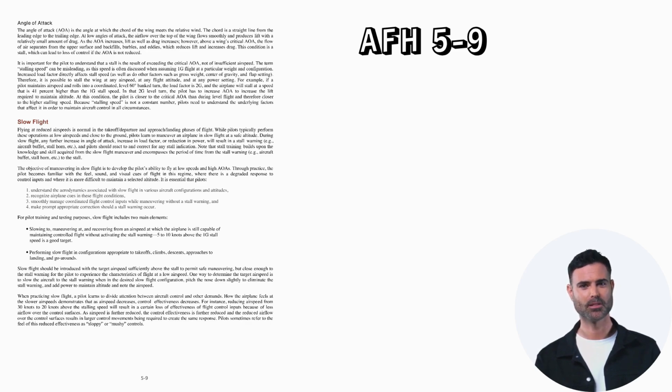How the airplane feels at the slower airspeeds demonstrates that as airspeed decreases, control effectiveness decreases. For instance, reducing airspeed from 30 knots to 20 knots above the stalling speed will result in a certain loss of effectiveness of flight control inputs because of less airflow over the control surfaces. As airspeed is further reduced, the control effectiveness is further reduced, and the reduced airflow over the control surfaces results in larger control movements being required to create the same response. Pilots sometimes refer to the feel of this reduced effectiveness as sloppy or mushy controls.